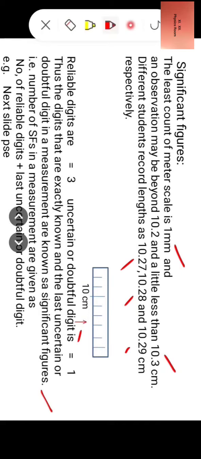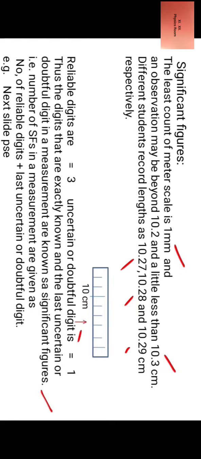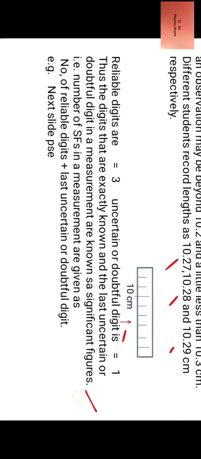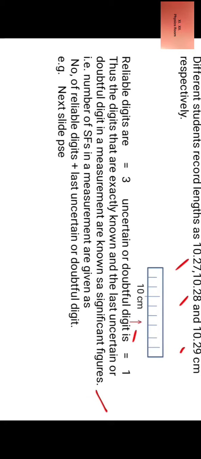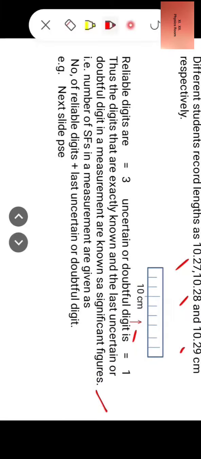That is, the number of significant figures in a measurement is given as the number of reliable digits plus the last uncertain or doubtful digit.